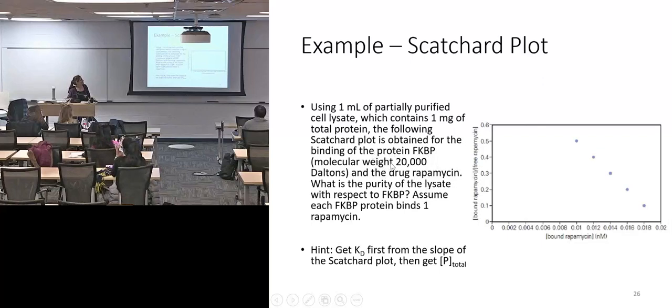The molecular weight of the protein is 20,000 Daltons. Daltons are grams per mole. I'm going to write that down. What is the purity of the lysate with respect to FKBP? So what this is asking you for in terms of purity is how many grams of this protein of interest are in your total lysate.